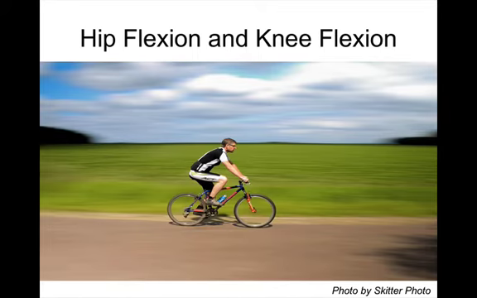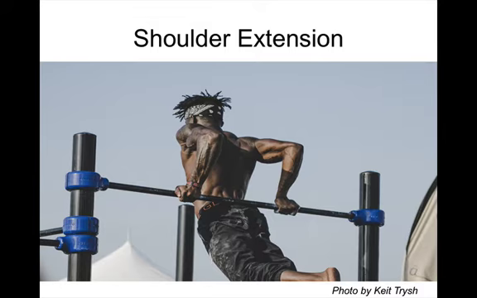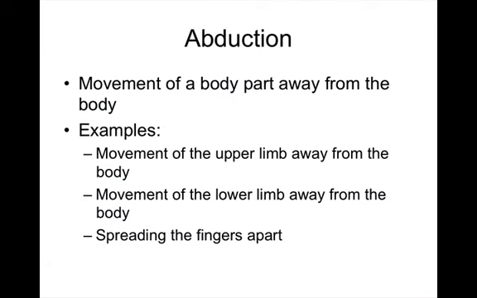So the cyclist here, we have hip flexion or movement at the hip forward, and we have knee flexion in this case as well, so decreasing the angle of the knee joint. There is knee extension. So just like full extension at the elbow, we have a straightening occurring here with extension. There's shoulder extension, movement of the shoulder backward or toward the back.